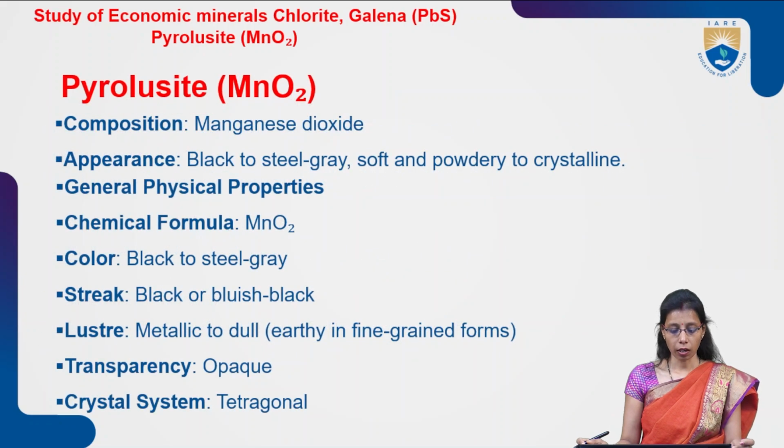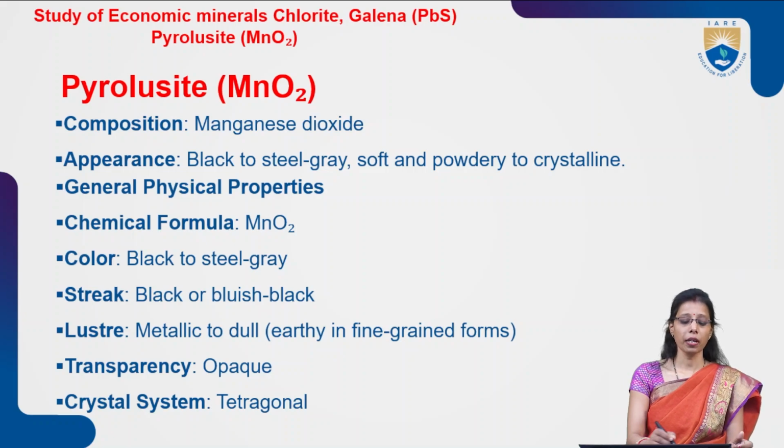Now coming to the third mineral, we call it pyrolusite, MnO2. The composition of pyrolusite is manganese dioxide. It contains manganese, so it's a very economic mineral, and it is also important from an industrial point of view. The appearance of pyrolusite is black to steel gray.